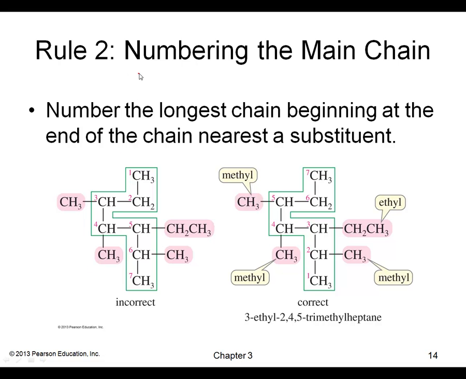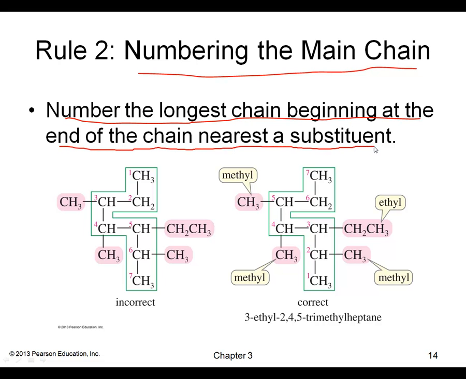Numbering the parent chain, or what they call the main chain. Okay, again, you number the longest chain beginning at the end of the chain closest to a substituent or a branch. Okay, so here if I start from this end, 1, 2, and 3, first branch. If I start from this end, 1, 2, first branch. So this would be the correct way to number this parent chain.